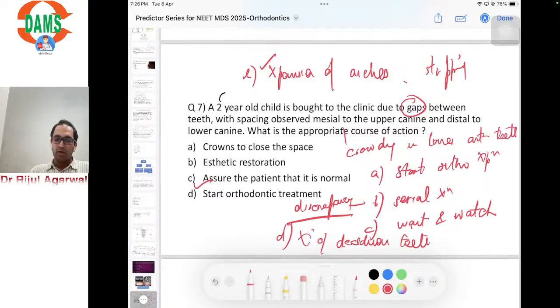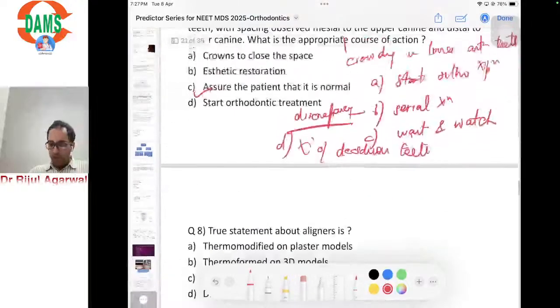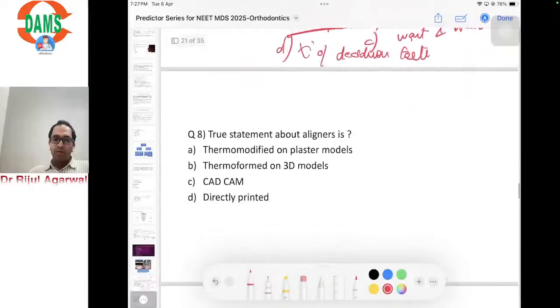Okay, so at deciduous dentition stage, wait and watch. For serial extraction, the child should be minimum in the mixed dentition stage, approximately between 7 to 10 years, with discrepancy more than 10 mm. These things should be there. Okay, I hope I am clear.